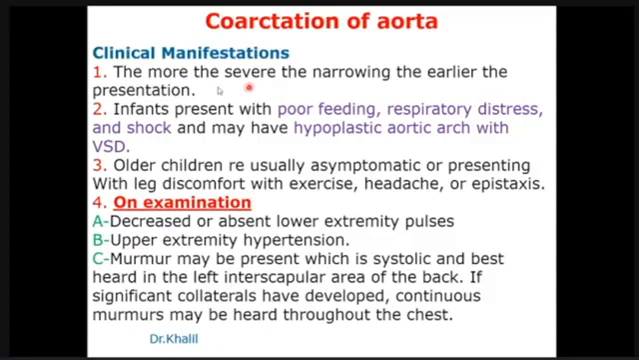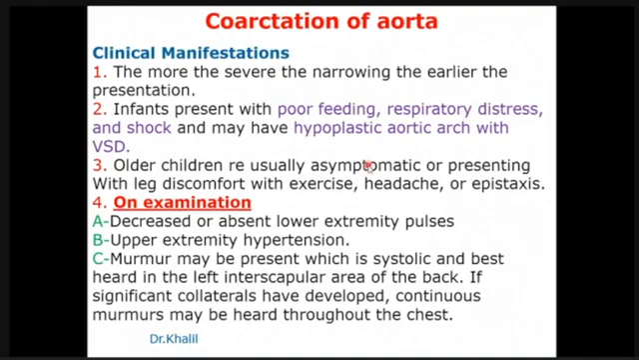We divide the patients into two groups. Those who develop symptoms in infancy, and it develops in the form of feeding difficulties, respiratory problems, and even they may develop shock if there is critical coarctation and hypoplastic aortic arch, which is usually associated with VSD. So, an infantile type of coarctation: infants have poor feeding, respiratory distress, shock, and may have hypoplastic aortic arch with VSD.